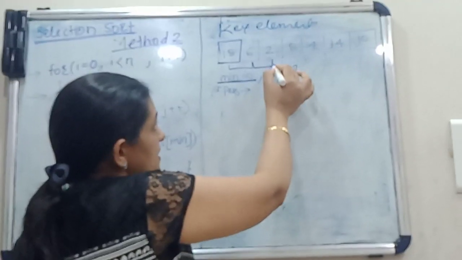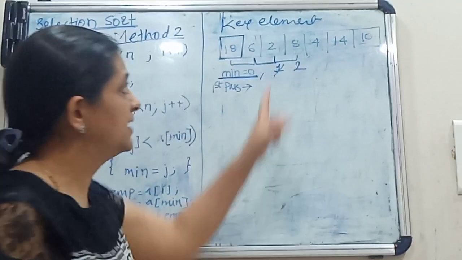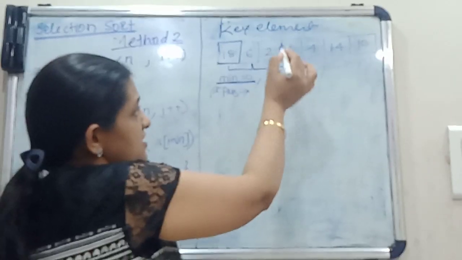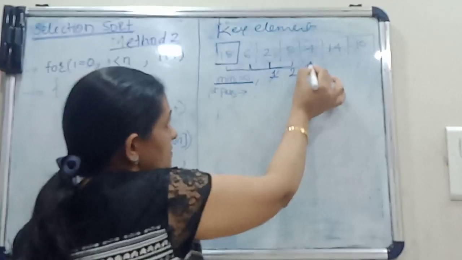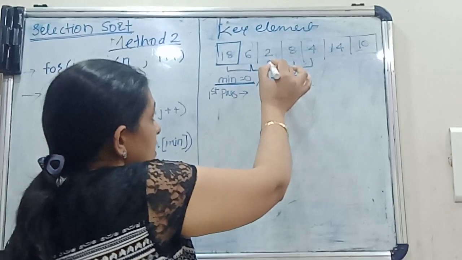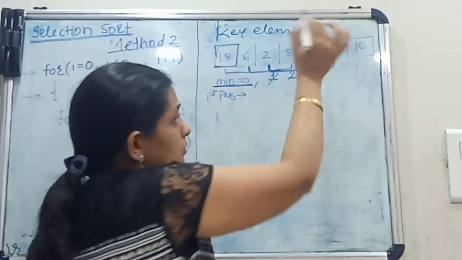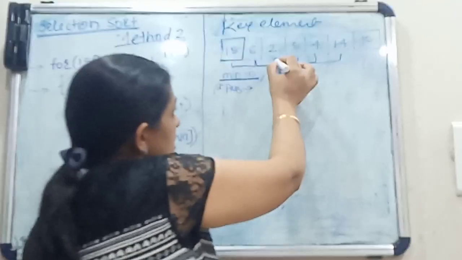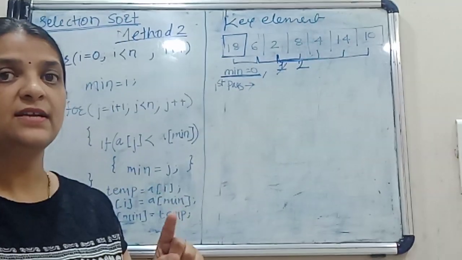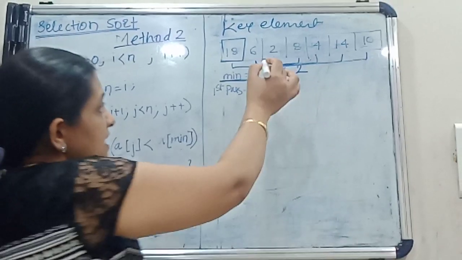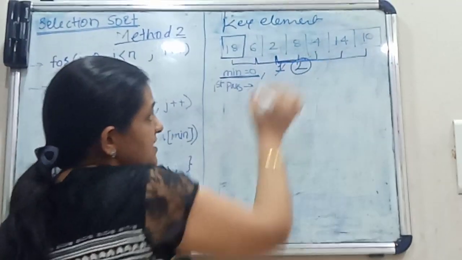Now 2 will be compared with 8 and you find that 8 is not smaller than 2. So you won't change the mean now. Then 2 will be compared with 4. Again you won't change the mean. Then again 2 is compared with 14. 14 is greater, so the mean is not changed. Again 2 is compared with 10. Again 10 is greater, so no change in the mean position. Hence you got mean as 2.